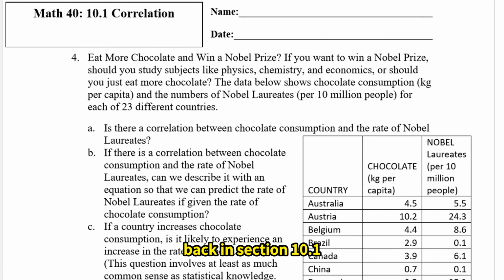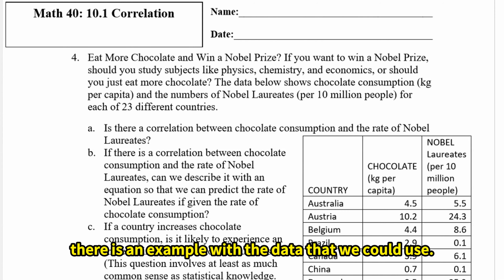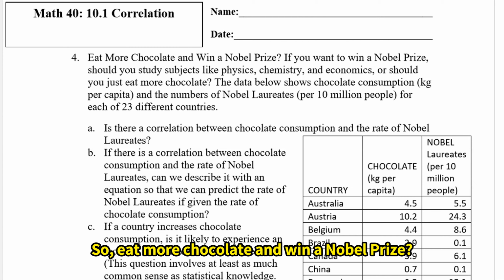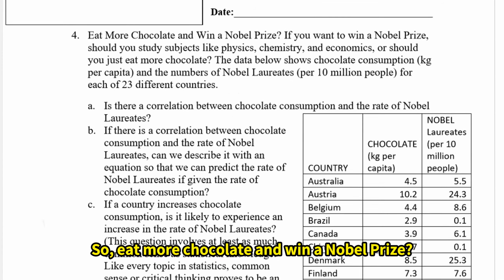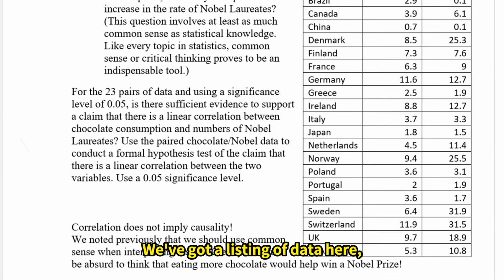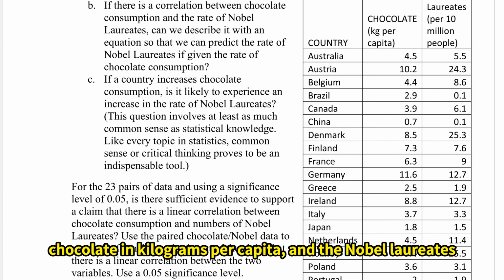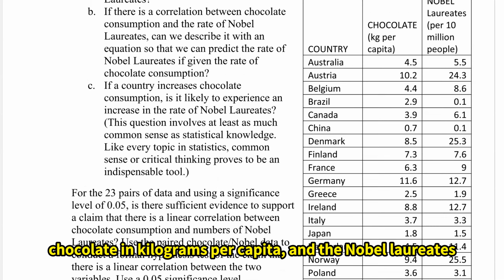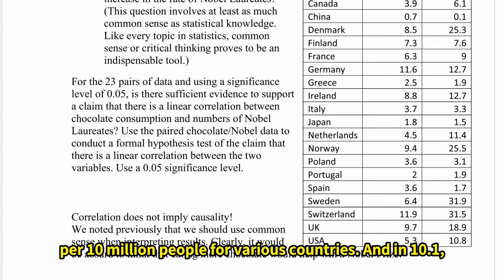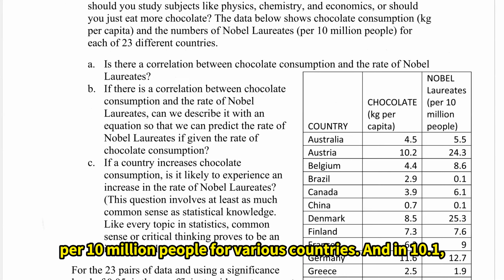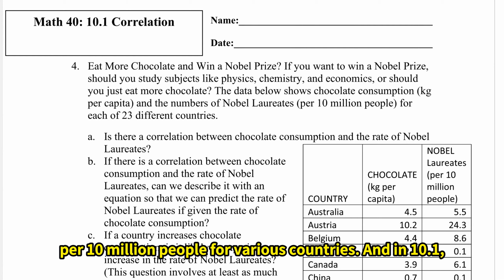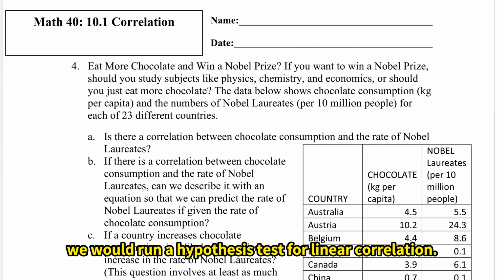back in section 10.1, there is an example with the data that we could use. So eat more chocolate and win a Nobel Prize. We've got a listing of data here, the chocolate in kilograms per capita and the Nobel laureates per 10 million people for various countries. And in 10.1, we would run a hypothesis test for linear correlation.